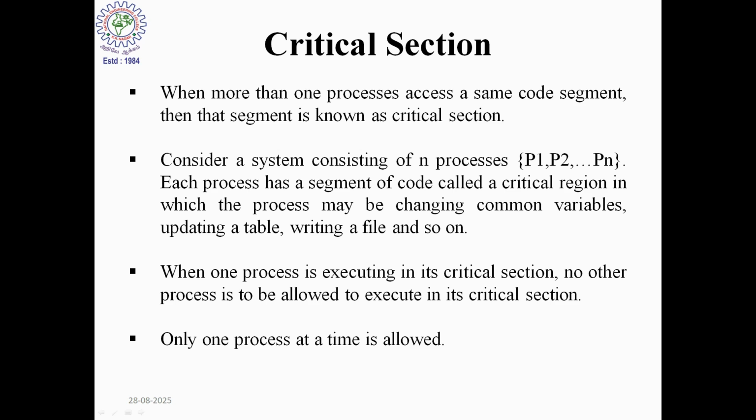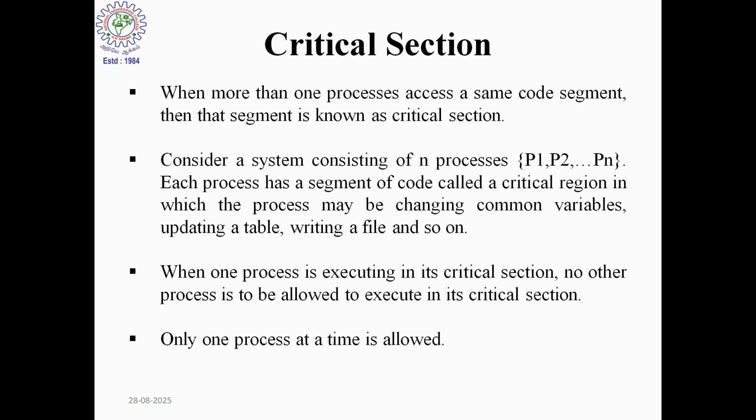Okay, so let's consider processes P1, P2 up to Pn. Each process will have a segment of code which is allowed to be run only in the critical region of that particular process. So when we make any changes to that shared variable, that can be reflected only once by any one of the processes at one instant of time. Such a section is called a critical section, right?